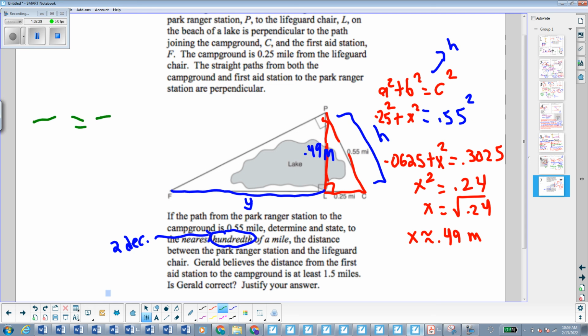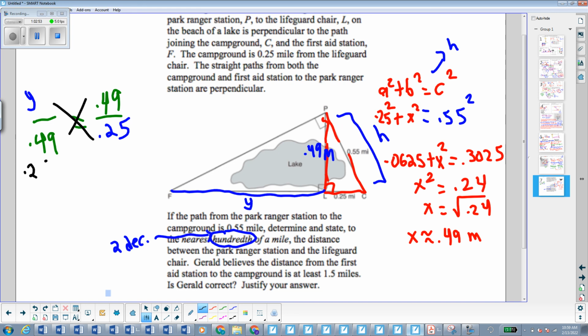According to the altitude rule, the altitude, which is 0.49, is the mean proportional between each part of the hypotenuse. So one part of the hypotenuse is FL. We don't know what it is, so I'm going to label that as Y. The other part of the hypotenuse is LC, and that's 0.25. So I'm just going to cross multiply and solve for Y.